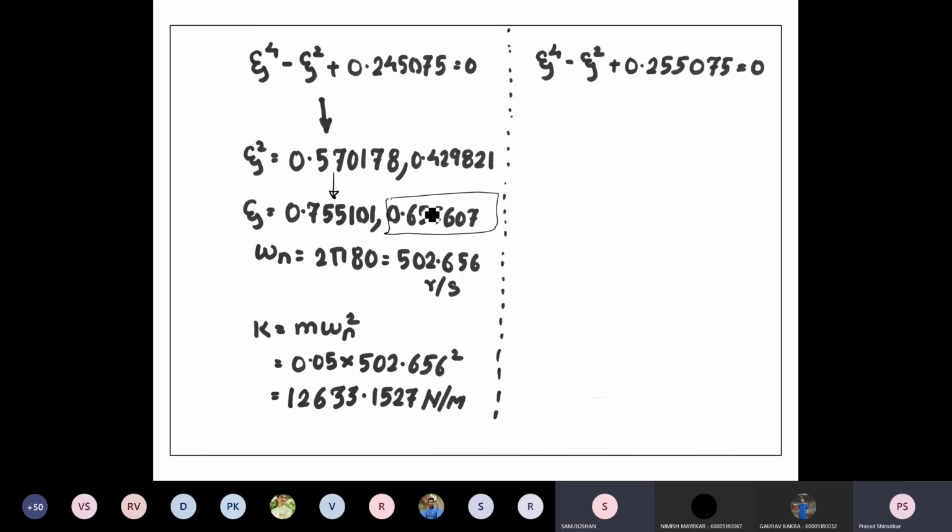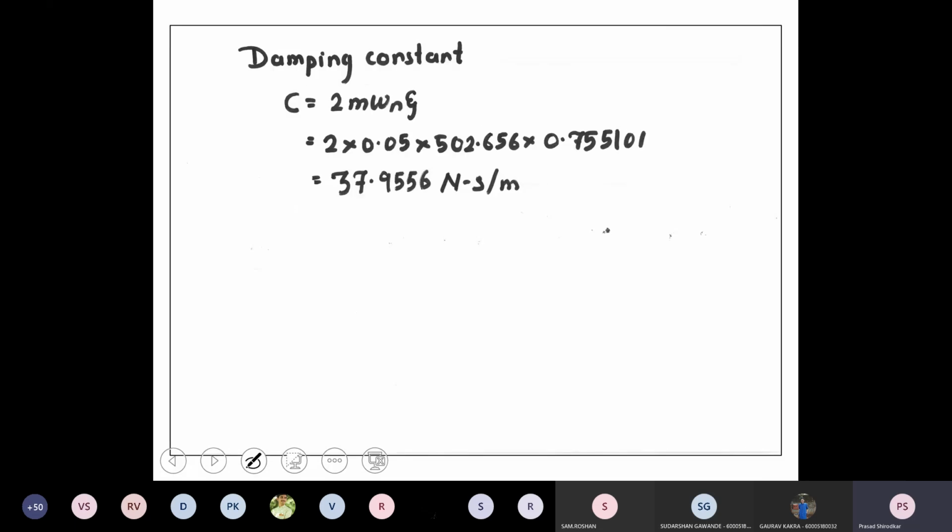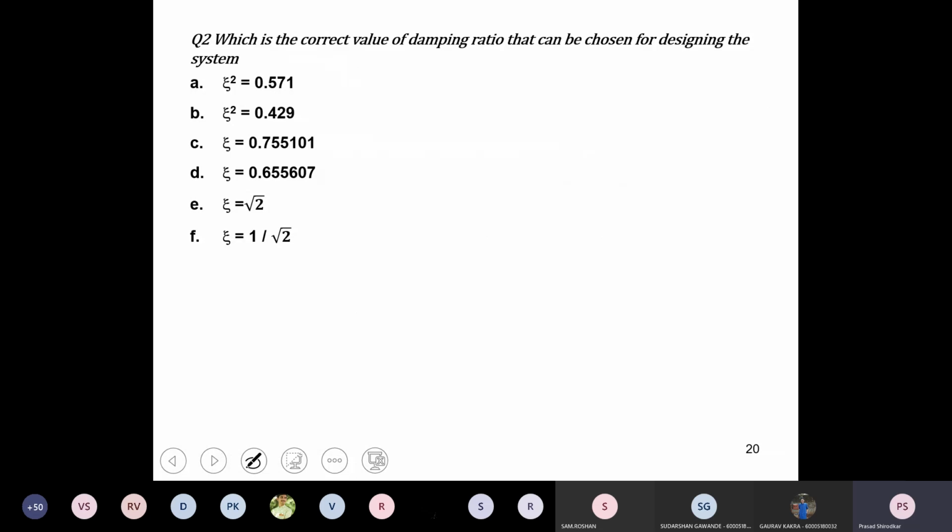What about the second equation, sir? We can take values from that also. So that question you have to answer in the next quiz. So C is equal to 37.9556. Based on that, answer the next quiz, and this question I will answer at the end of the lecture when we do the review of this quiz question. So don't forget to remind me.